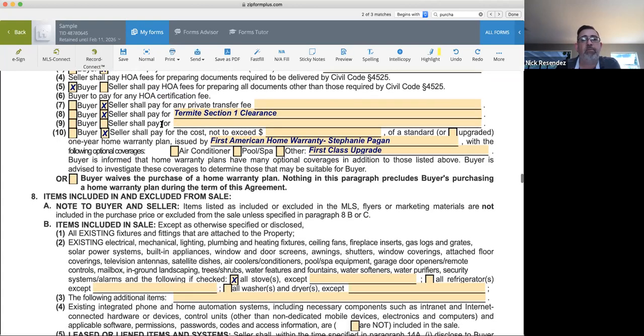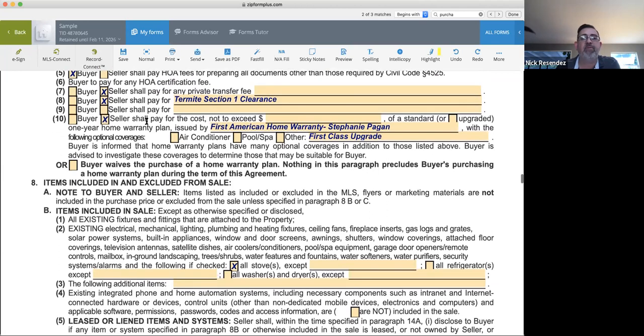And then 9 is other, right? I see sometimes you guys ask for people to pay for a transaction coordinator fee or admin fee or whatever. You know, be smart about that.